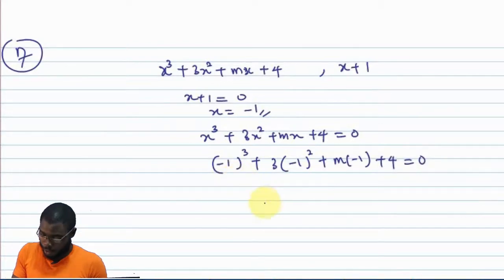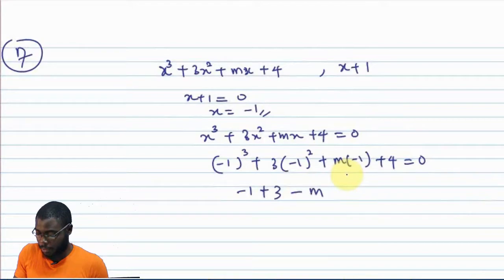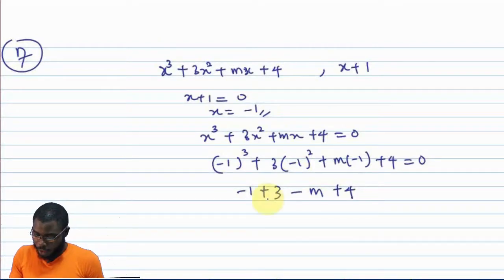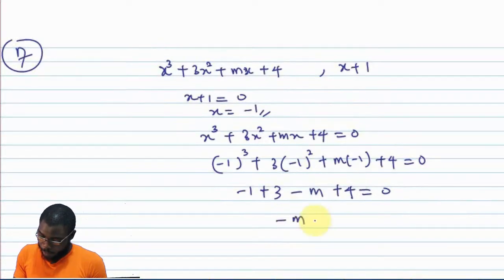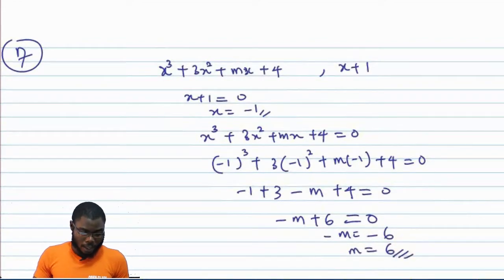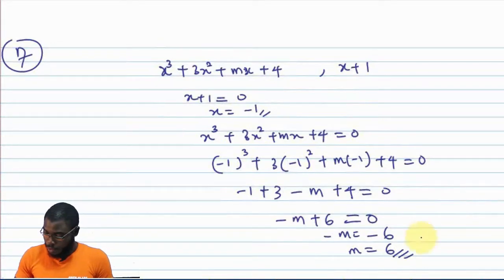Minus 1 raised to the power 3 is minus 1. Minus 1 squared is 1, then you have 3. Then minus 1 times m is minus m, plus 4. So now 3 minus 1, you have 2. 2 plus 4, you have 6. So we have minus m plus 6 equals 0, which means minus m equals minus 6, which is the same thing as m equals 6. So your answer is B. Next question is 8.